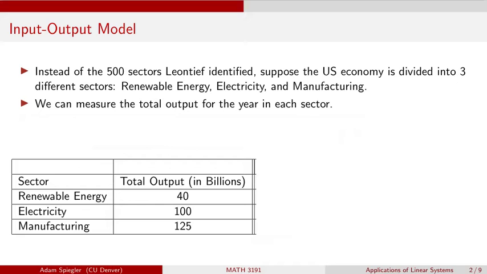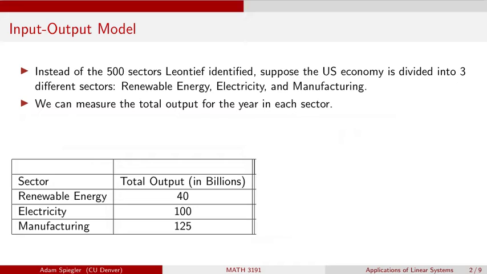Of course, there was no renewable energy at that time. But let's say the renewable energy sector has an output of 40, and this means 40 billion US dollars. And let's say the electricity sector has a total output of $100 billion, manufacturing $125 billion.